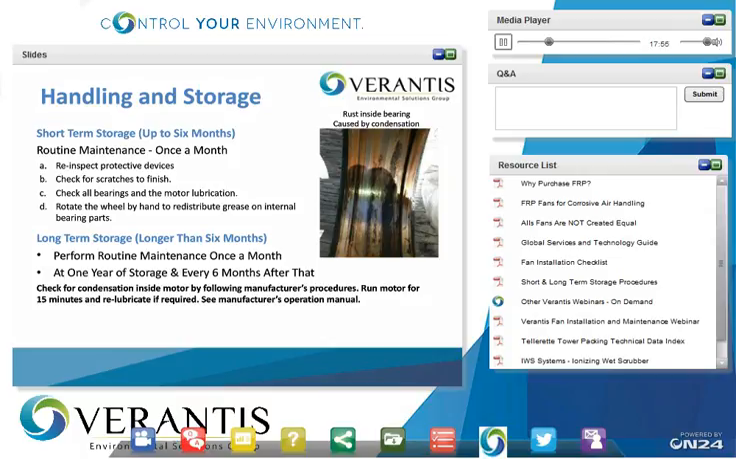Handling and storage. Short-term storage, up to 6 months. Now, there's routine maintenance that needs to be completed once a month, and I will cover that on the next slide. But re-inspect any protective devices. That would be your canopies, belt guards, shaft guards. Check for scratches to the overall external finish of the fan. You want to check all the bearings and motor lubrication. Rotate the impeller by hand to redistribute grease on the internal bearing parts.